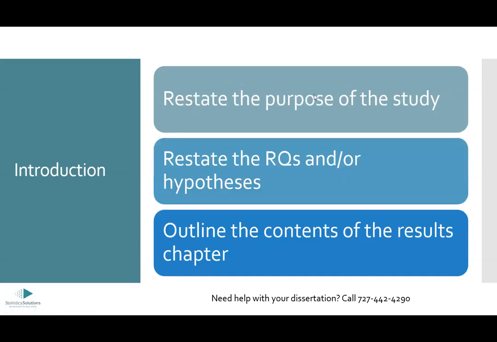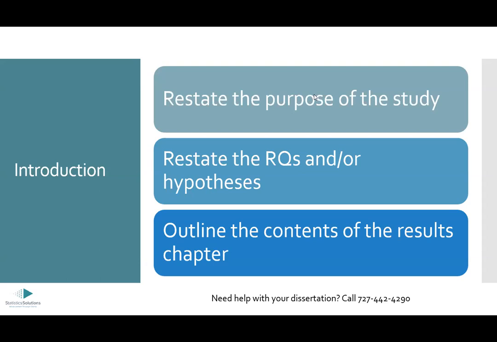So you will start off your results chapter in the same way that you've started off each chapter in the dissertation, and that's with an introduction. In this introduction, you are going to want to reorient your reader to the purpose of your study. And you can do that by restating the purpose, and then also restating the research questions or hypotheses. Here, it's important that you are maintaining consistency throughout each chapter of the dissertation.